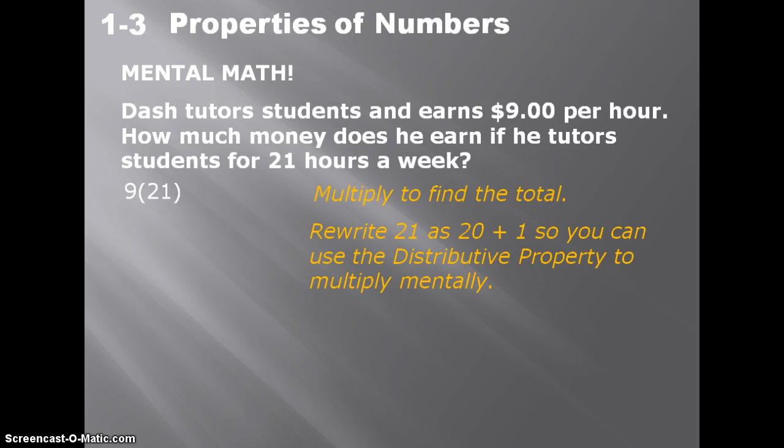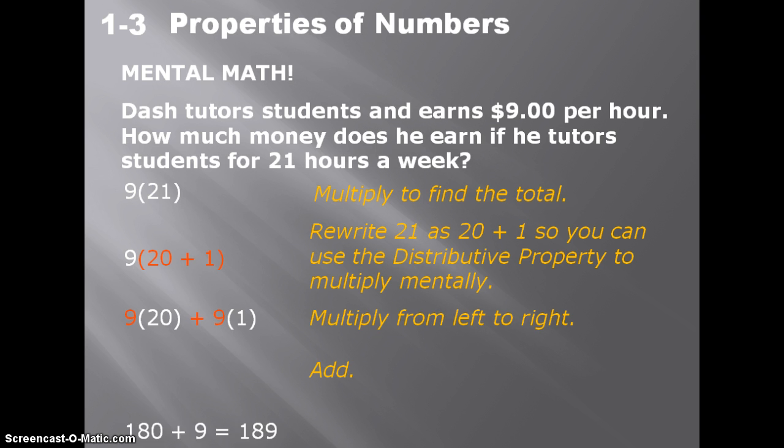But one way to break it down is to break it into easier numbers, such as 20 and 1. If you think of it as 9 times 20 and then 9 times 1 added together, you can easily get 180 plus 9 is 189. So the distributive property can be used to make mental math a lot easier.